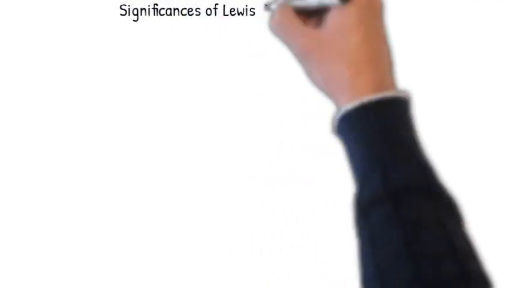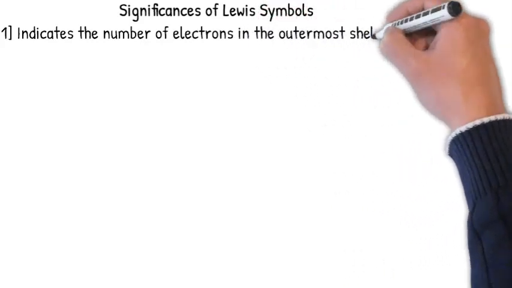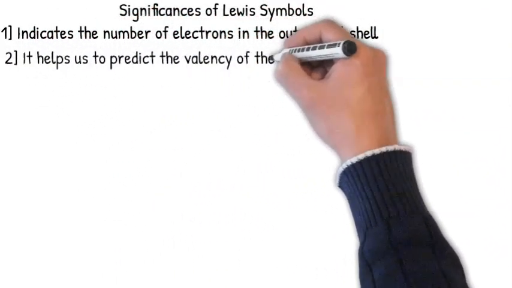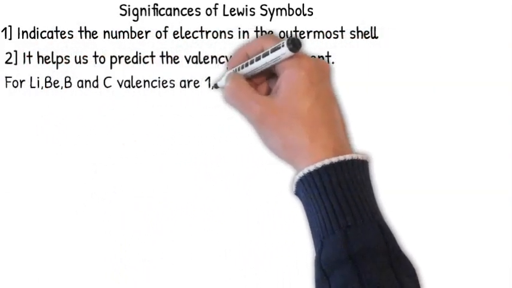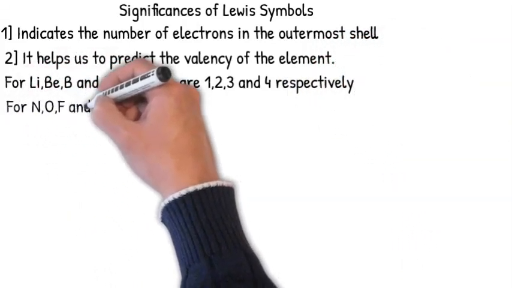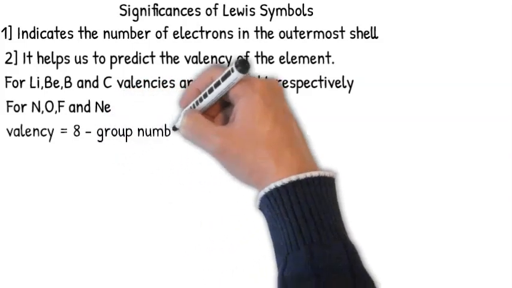Significances of Lewis symbols. Number 1. Indicates the number of electrons in the outermost shell. Number 2. It helps us to predict the valency of the element. For lithium, beryllium, boron, and carbon, valencies are 1, 2, 3, and 4 respectively. For nitrogen, oxygen, fluorine, and neon, valency equals 8 minus group number.